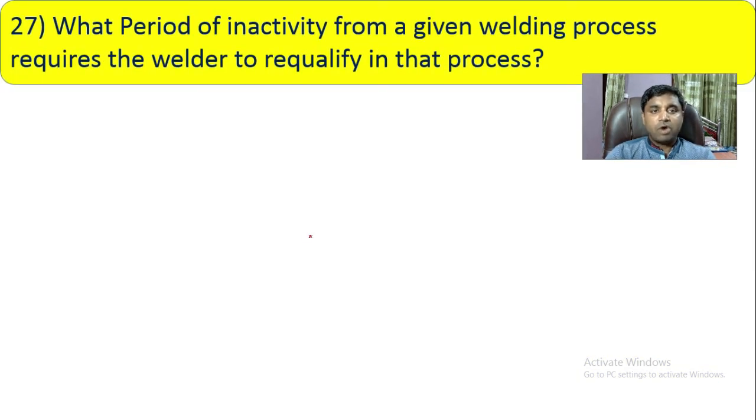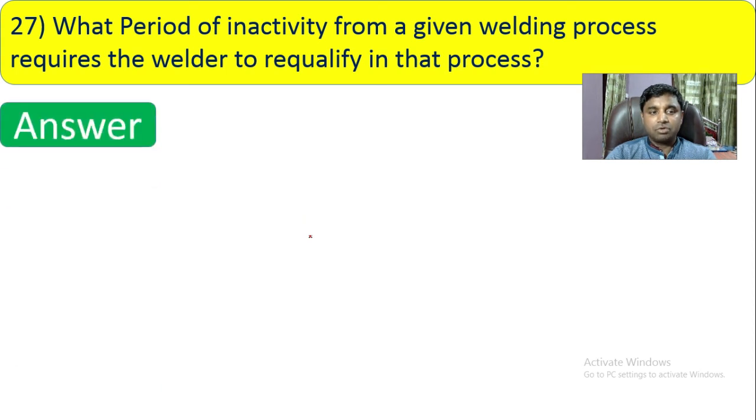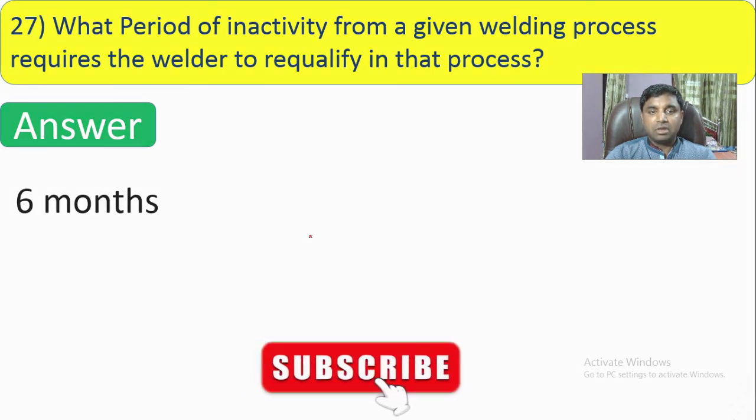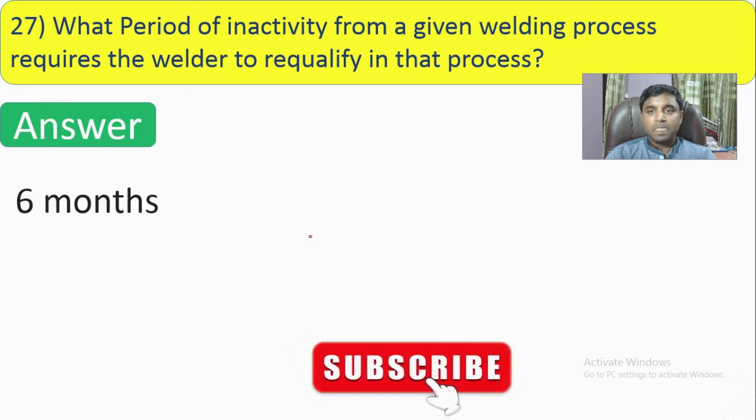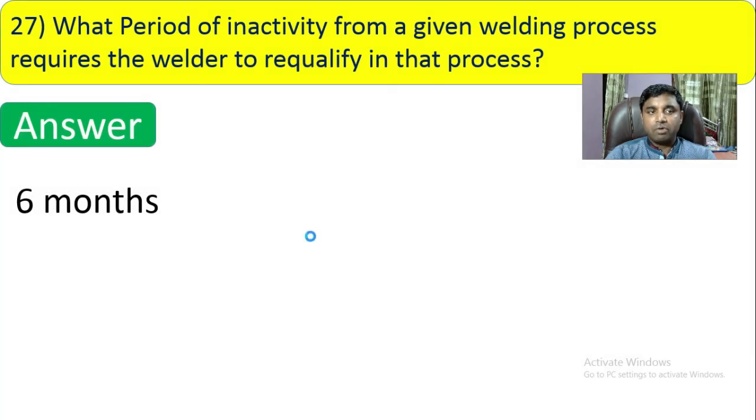Question number 27. What period of inactivity from a given welding process requires the welder to re-qualify in that process? So if you see some gap is there in a welder's activity, what do you think as an inspector, maybe 4 months, 5 months, 6 months, 8 months. So how many months of gap requires you to requalify? Definitely the answer is 6 months. If any welder misses his activity in that welding process for 6 months, definitely you have to requalify.